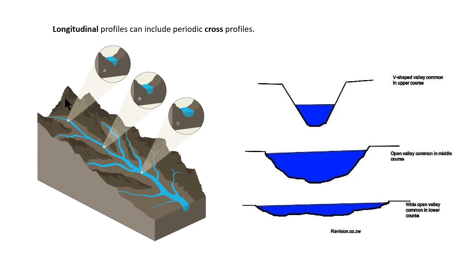But longitudinal profiles can also have cross profiles. So back to the stream or creek example again, as this is flowing downhill, periodically at certain locations along the stream or profile, cross profiles are taken that are perpendicular to the longitudinal profile. And here's some examples of what they might look like at different places along this stream or river.